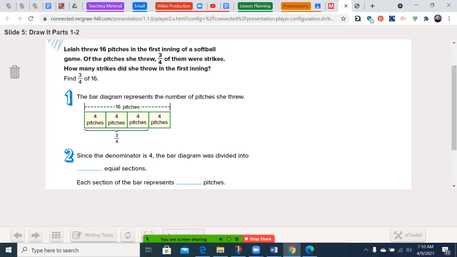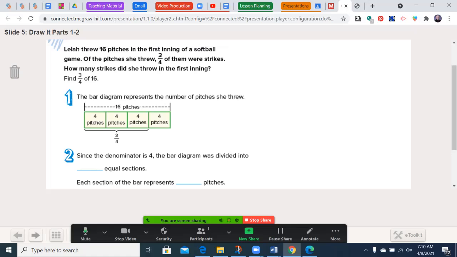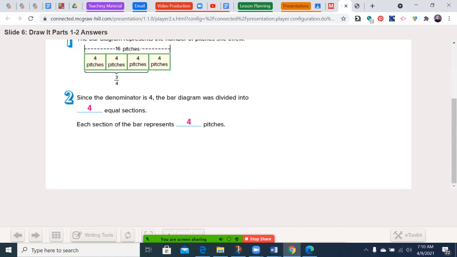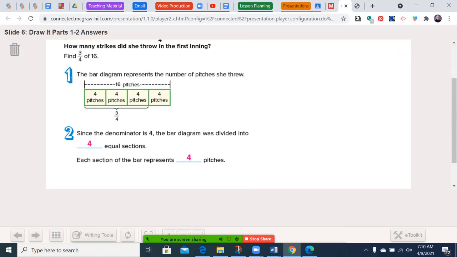If I want to know how many were strikes, and I know that 3/4 of them were, I'm going to add up 3 of the boxes. So 4 plus 4 plus 4, which is, you're right if you said, well, we're not quite that far. I'm going to almost give you an answer. Since the denominator is 4, the bar diagram was divided into 4 equal sections, and each section of the bar represents 4 pitches. So go ahead and write those 2 4s in before I move on. So I got a little ahead of myself there compared to the book.